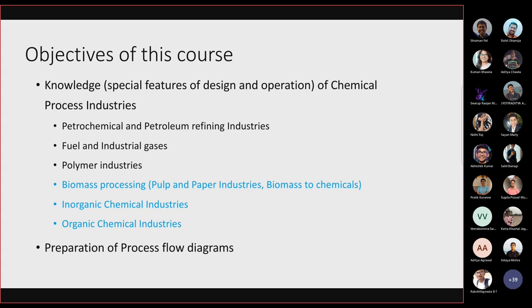As I said, I will not be able to cover all types of organic chemical industries, but I will take 2 to 3 major examples. We'll explain in a very detailed manner how these industries evolved, how their products are produced, and what is happening in these industries. We'll take 1 or 2 examples in more detail, so that you can understand other industries also very easily.